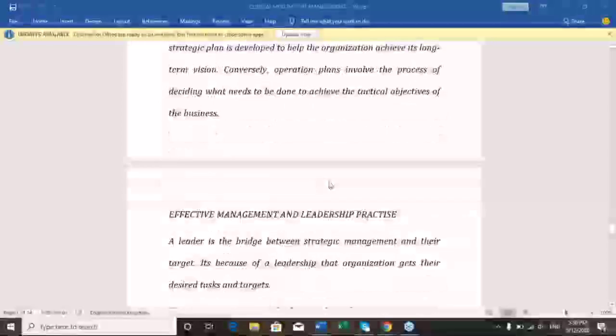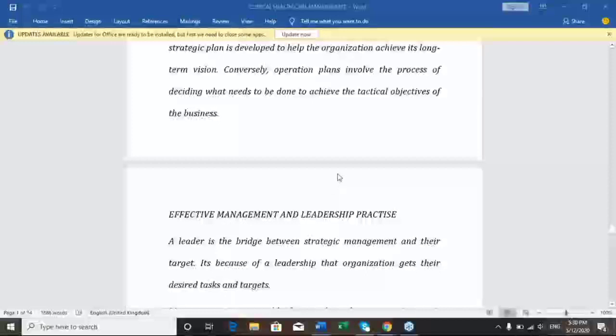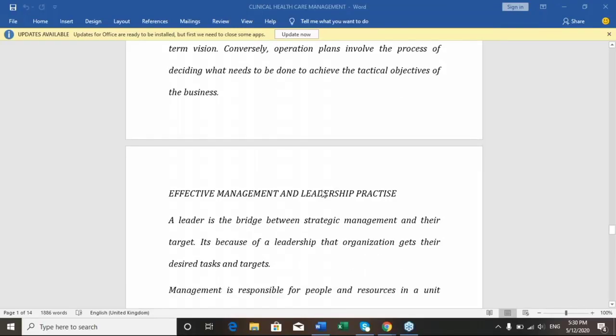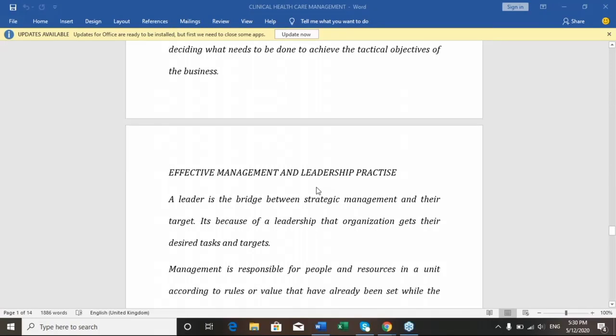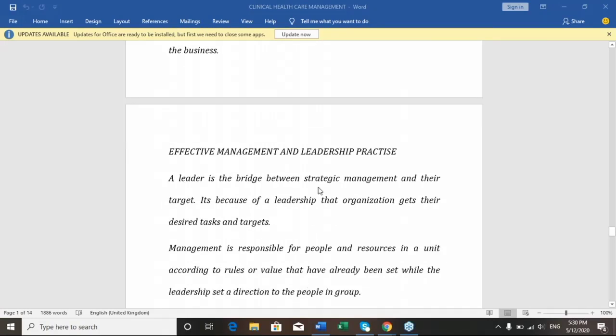So today we are going to talk about effective management and leadership practice. Effective management and leadership practice. A leader is the bridge between strategic management and their targets. It is because of a leader that an organization gets their desired tasks and targets.